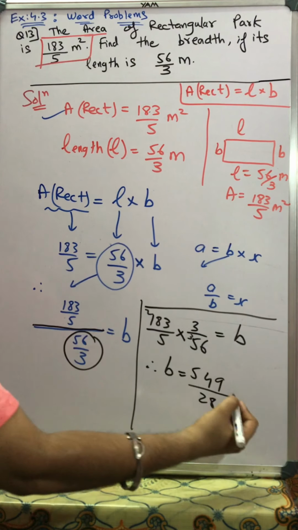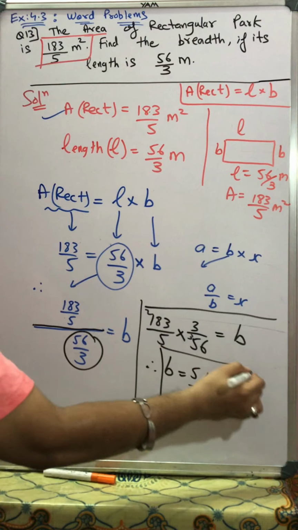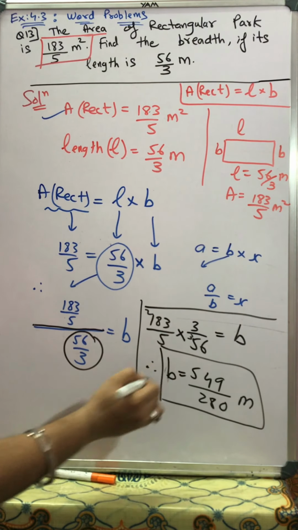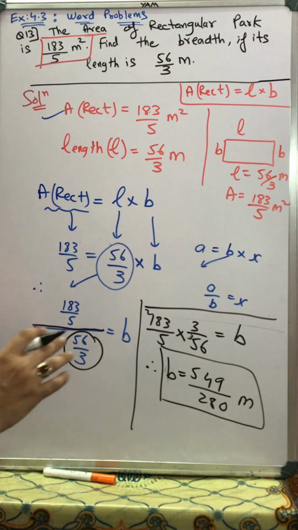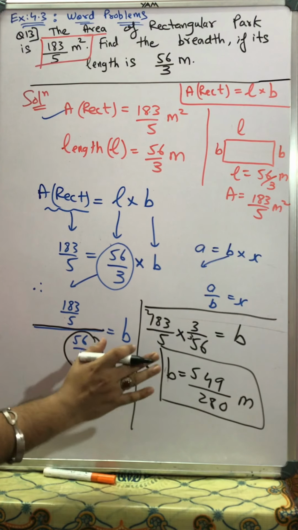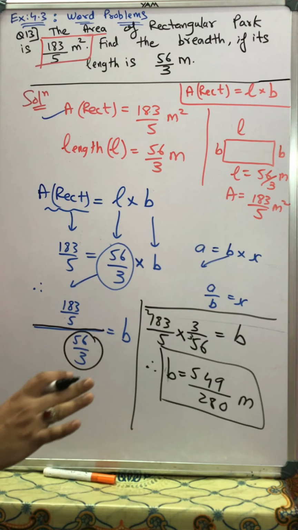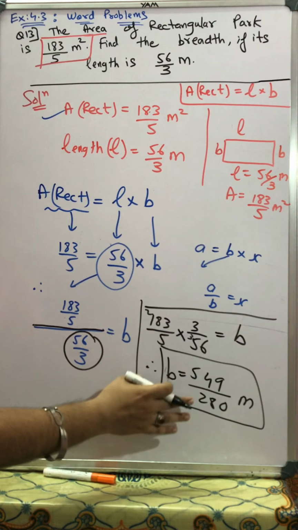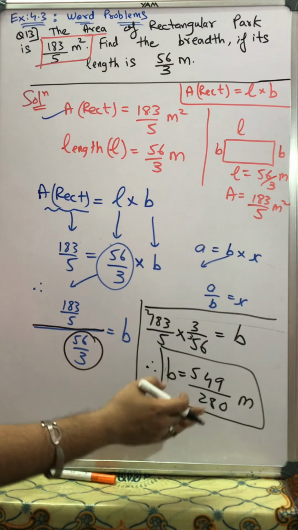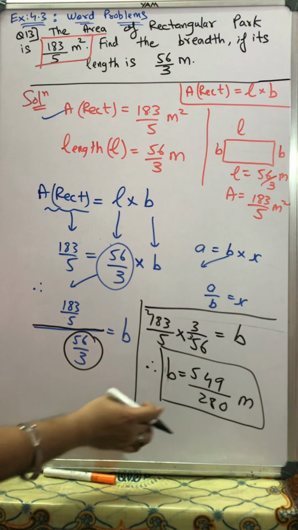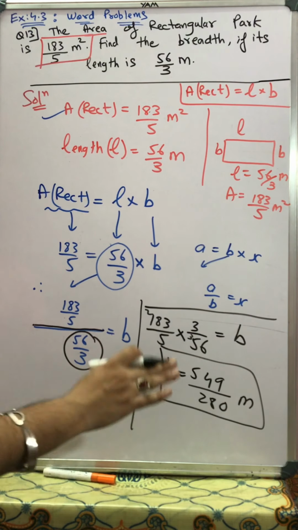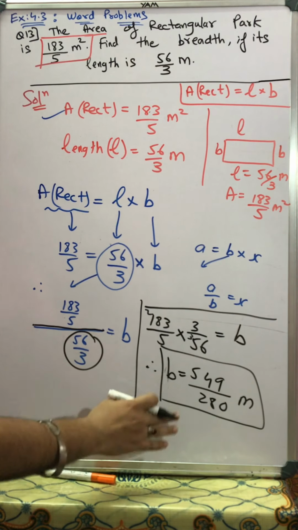And meters, if you don't write meters over here, your 1 mark will be deducted. So value of B, breadth, is how much? 549 upon 280. Now students, I would request you, if you keep the answer as it is over here also, you will get full marks. But don't keep the answer in this manner. You should know how to convert into mixed fraction. So see how I am converting this 549 upon 280 into mixed fraction. Of course, if you do up till here also, you will get full marks, but I am showing you how to convert this into a mixed fraction.